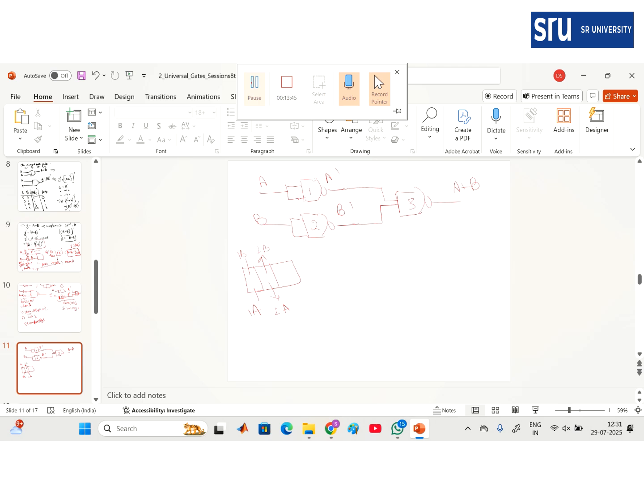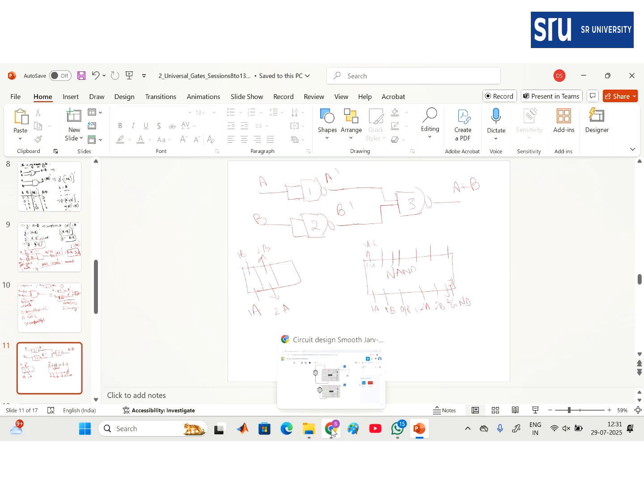First I have to connect the NAND gate IC. The 7th pin is ground, the 14th pin is VCC. The first input and second input are 1A, 1B. This is our output 1. Then 2A, 2B, this is output 2. Also input 1A, 1B. Let us see with the IC.